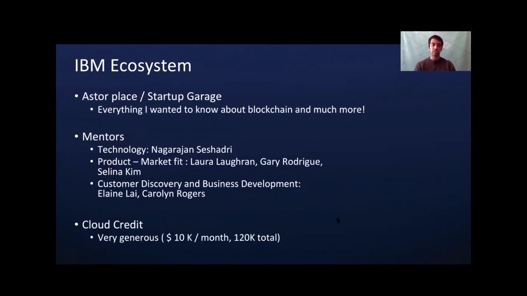The connection with IBM proved to be extremely valuable during the accelerator. They provided us with a lot of information about blockchain and gave us generous cloud credit we could use for development. We also got access to mentors who were able to guide us in various stages and aspects of developing a business.